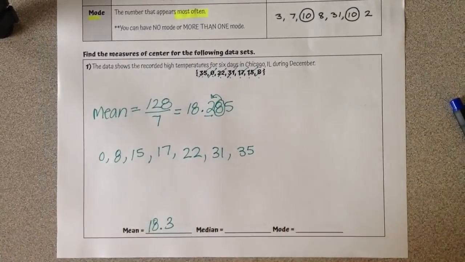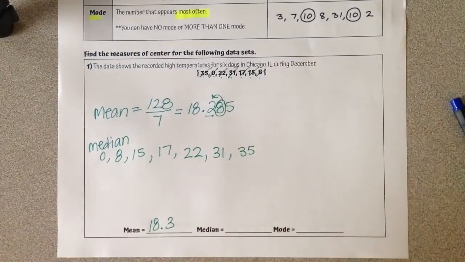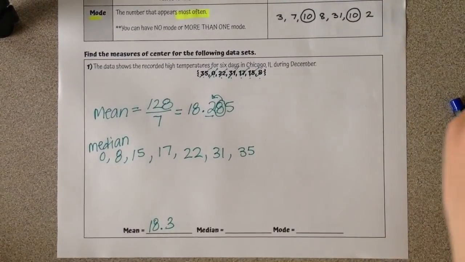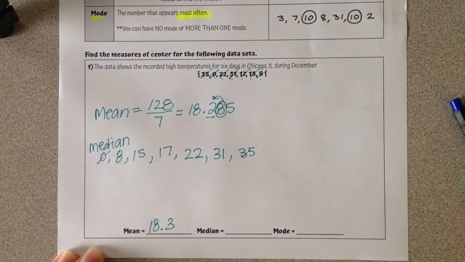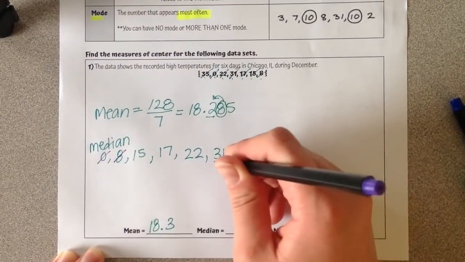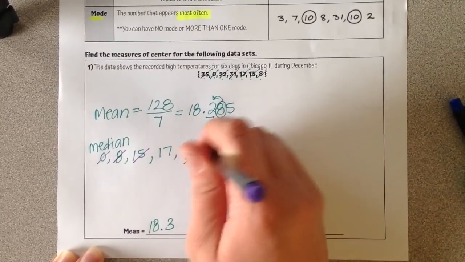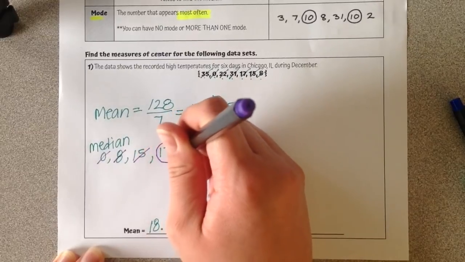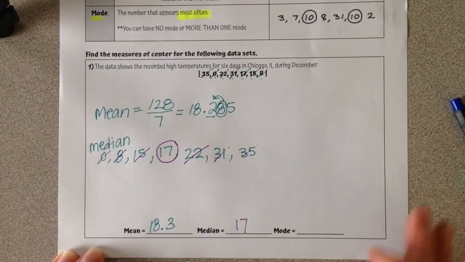Okay, remember to find, here, I'm going to label this so you know what I'm doing. To find the median, I'm looking for the middle of the set of data. So I'm going to cross off the lowest and the highest, then cross off second lowest, second highest, third lowest, third highest. I'm left with 17, so that is my median.